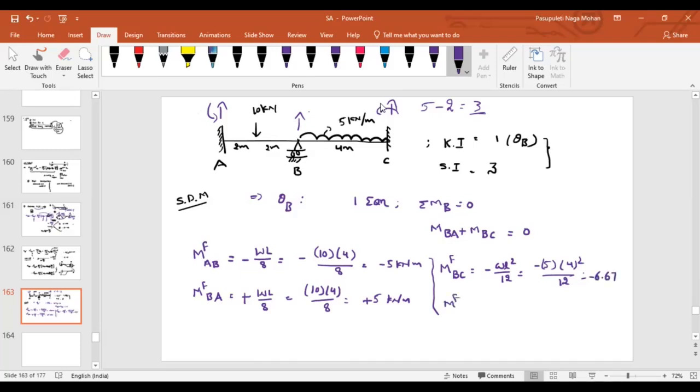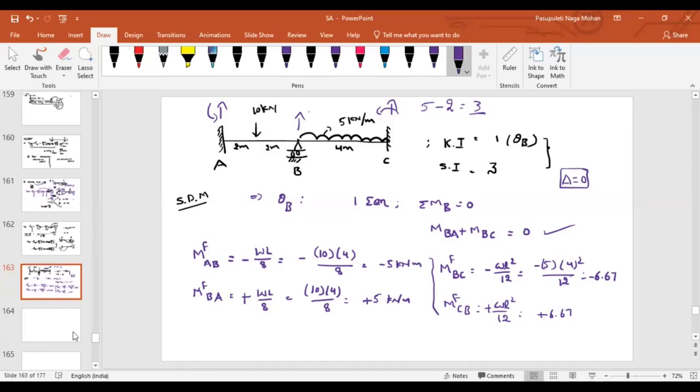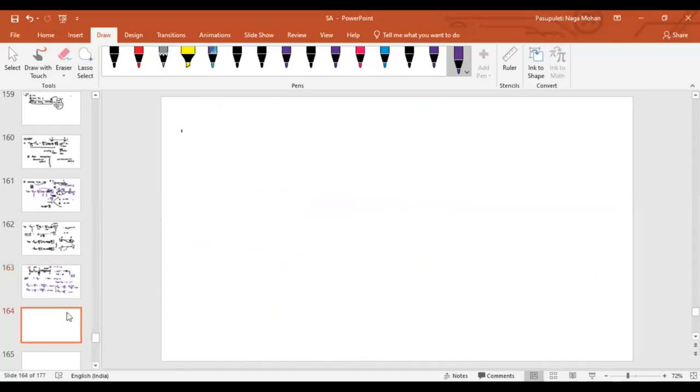Similarly, what is the fixed end moment at C towards B? It will be in the opposite direction, plus again WL square by 12, so plus 6.67. As I need only one equation, I'll just write down directly this. Is there any sinking of support that I have given in this case? No, right? As there is no sinking of support, delta is equal to 0 everywhere, so there is no need of considering delta.